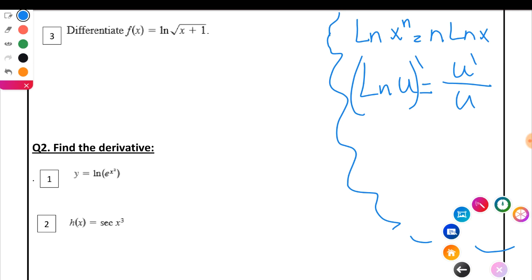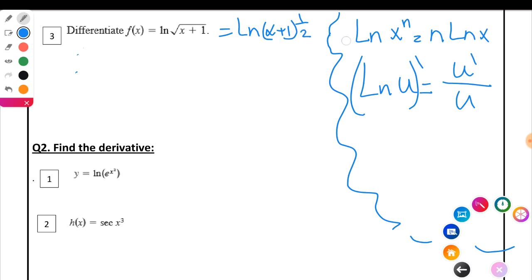This is a natural logarithmic function, so I have to rewrite the function to make its derivative easier. Before I find the derivative, I have to rewrite the function first. It will be equal to ln of x plus 1, all to the power half. Then apply the rule. It will be equal to half ln of x plus 1.